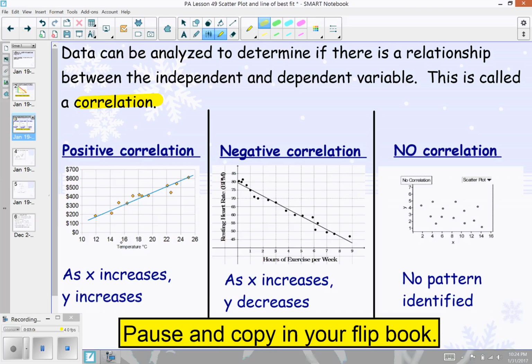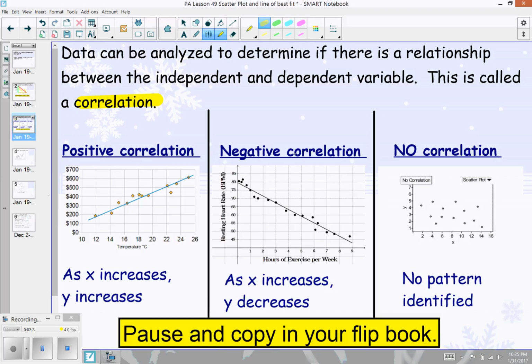It's saying as the temperature increases, the money that is collected or made is also increasing. We can tell that because of this blue line right through the center of this data, showing that the line is going up. As the temperature goes up, so do the value points in dollars. So as x increases, y also increases. That's a positive correlation, it's going up.